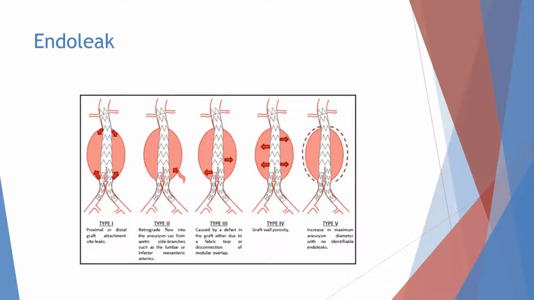A type 3 endoleak is usually from a defect in the graft itself and will normally need to be repaired. And a type 4 endoleak is where the graft is quite porous and there's blood leaking through the graft. This is usually due to over-anticoagulation or a faulty graft. There is also an acknowledged type 5 endoleak. Essentially, the classification of a type 5 endoleak is where the aneurysm increases in size and there's no identifiable underlying cause.